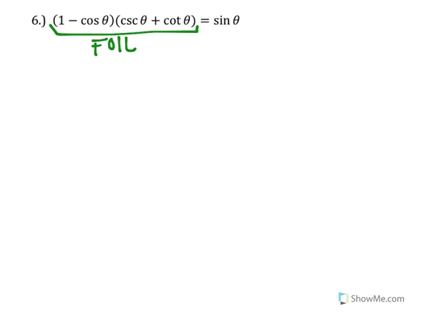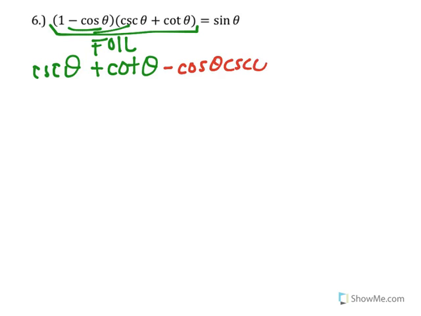So I'll get 1 times cosecant, which is cosecant. My outer term is 1 times cotangent, so plus cotangent. My inner term is minus cosine times cosecant. So I'm just going to leave it. And my last term is minus cosine times cotangent. Yeah, I get that it's ugly. Just leave it. Now is when I'm going to ask myself, is there anything that I can clean up?